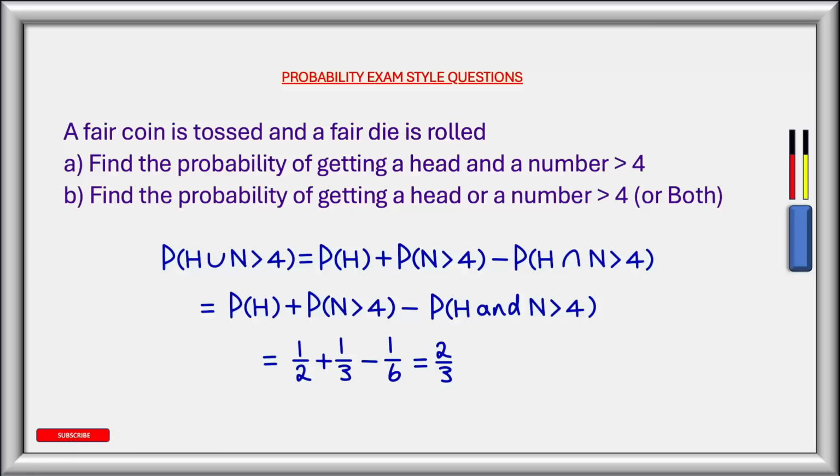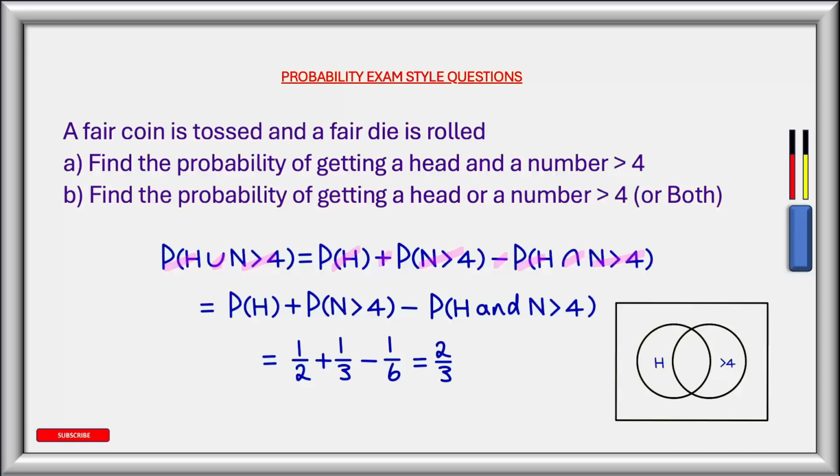And for part B, we're asked to find the probability of getting a head or a number greater than 4, or both. If we translate this, this is asking us to find the probability of getting a head unioned with rolling a number greater than 4 on the die. And for this, we can use the addition rule. And we have a formula for this. It's the probability of getting a head plus the probability of rolling a number greater than 4 minus the probability of getting a head and rolling a number greater than 4. And we subtract this probability to avoid double counting.